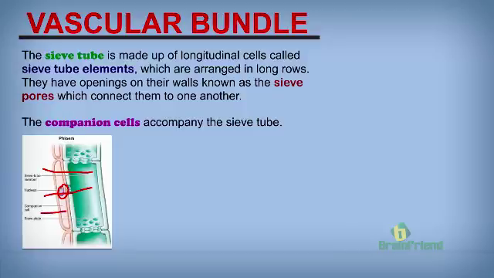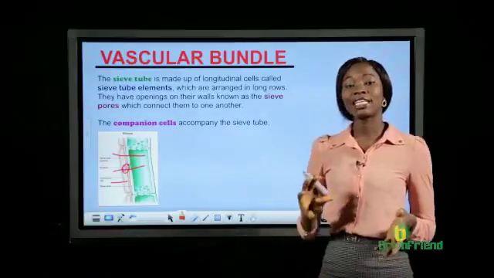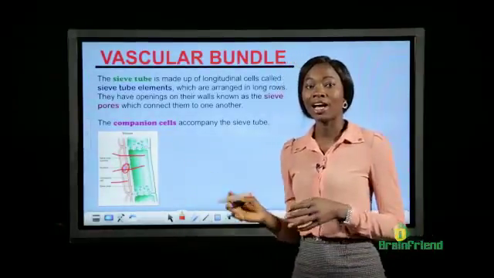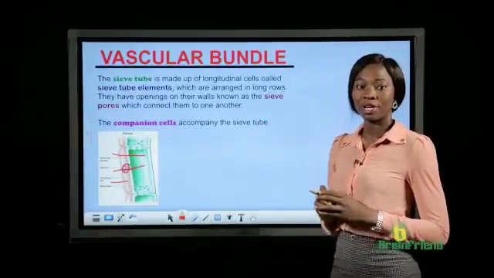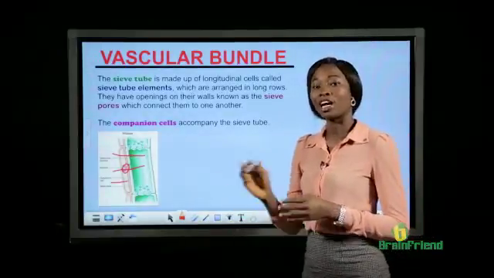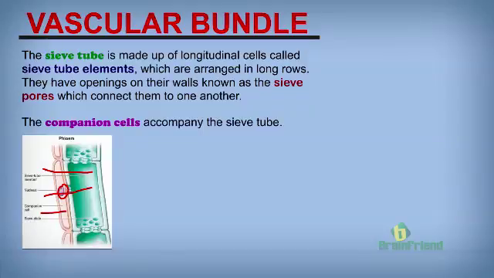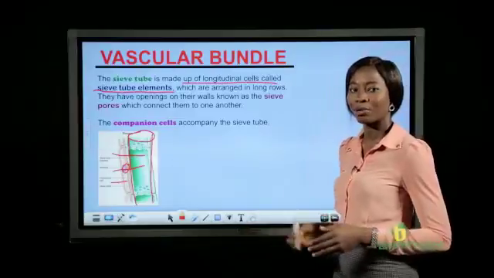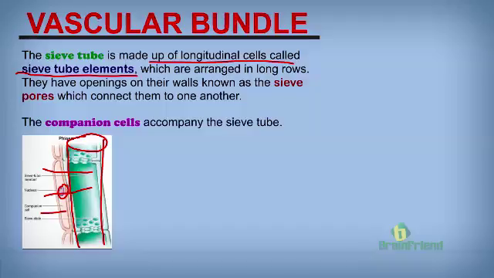Now, what do the sieve tube cells do? They help to transport this manufactured food, that is the sugar, from the leaves to other parts of the plant. The companion cells, as their name implies, accompany the sieve tube cells in carrying out this function. The sieve tube cells are made up of longitudinal cells known as sieve tube elements. They are arranged in long rows down the length of a stem or a leaf. They have openings through which the fluid they carry can pass. The companion cells, as I said earlier, just accompany the sieve tube cells.